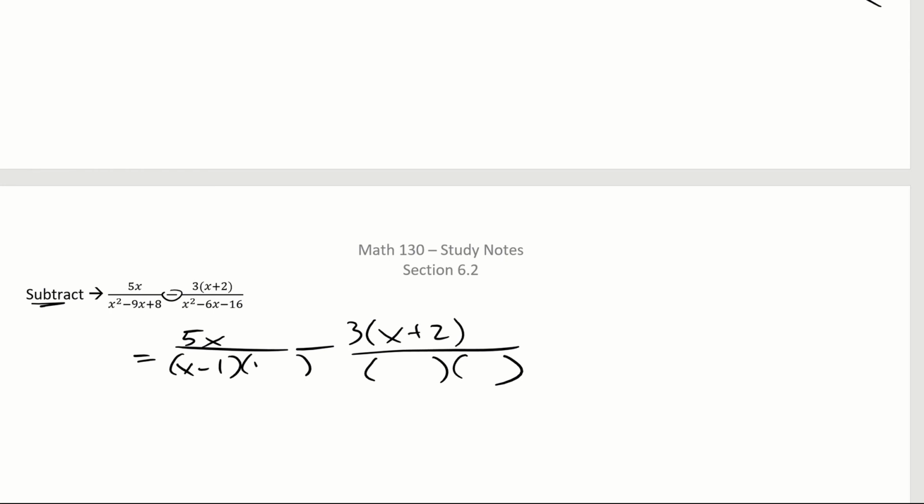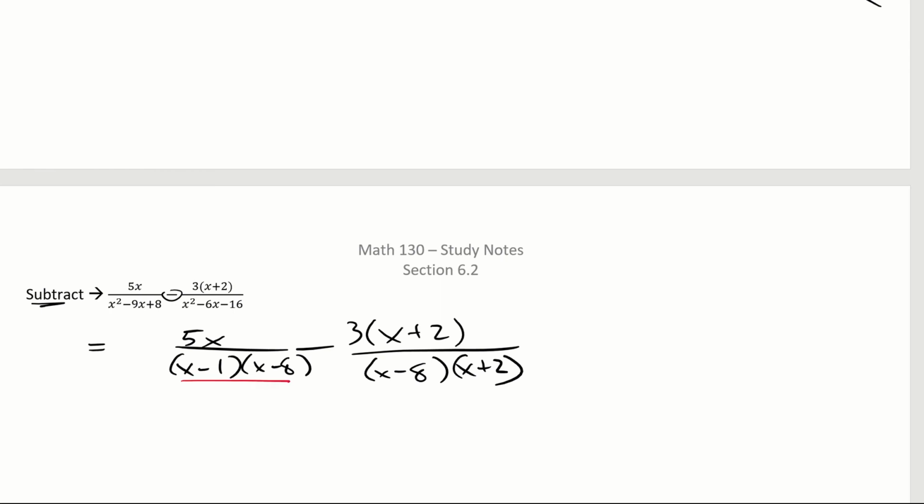Okay, x minus 1, x minus 8. And this one I think is 8 times 2. So x minus 8 and x plus 2. Let me double check. Yep. Okay, this is good to go. I'm going to make some room here. I'm going to play even Steven now.